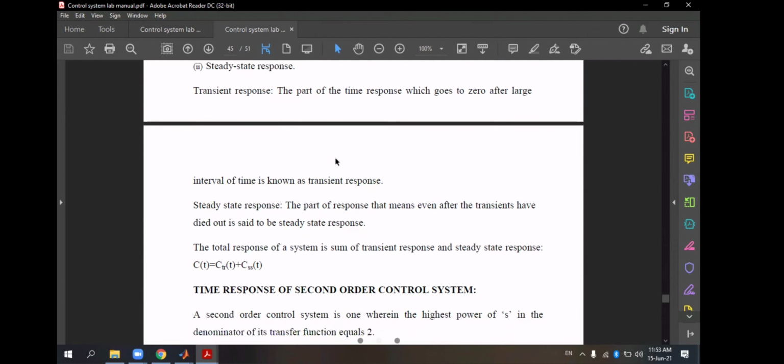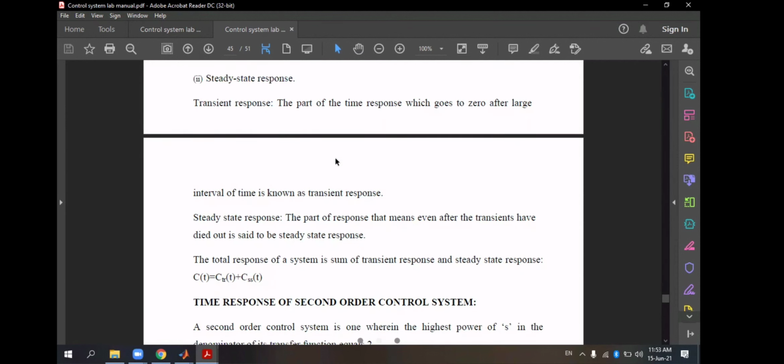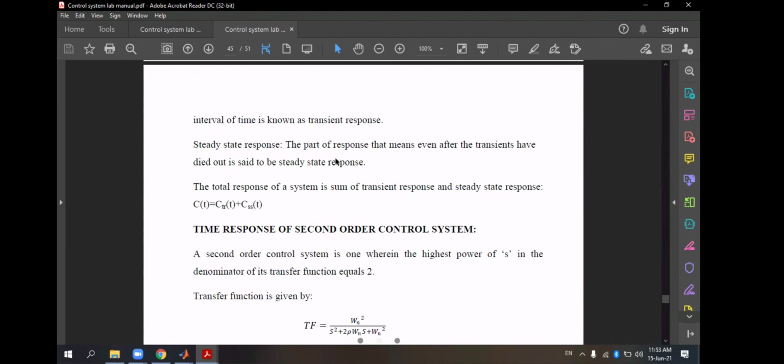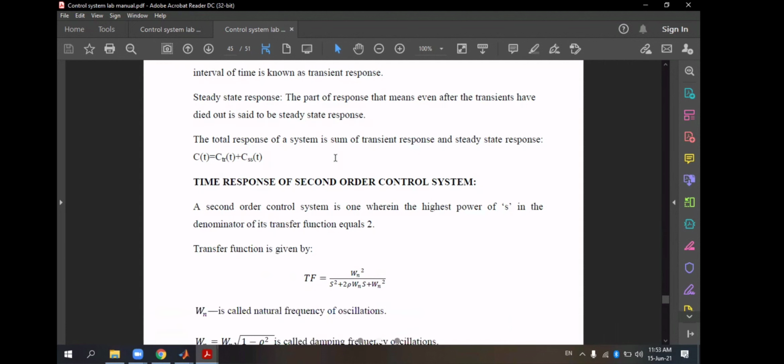And second is steady state response. The steady state response is the part of response that remains even after the transients have died out. The part of response that remains or stays even after the transients have died out. So our total response becomes the transient response plus steady state response.